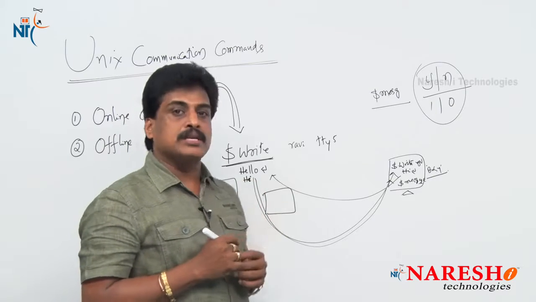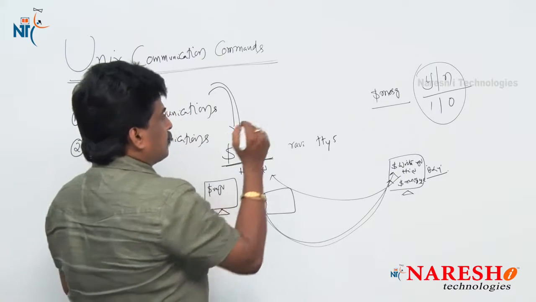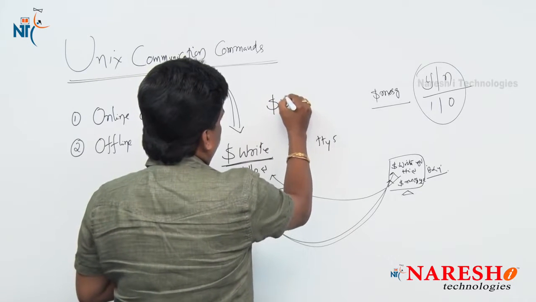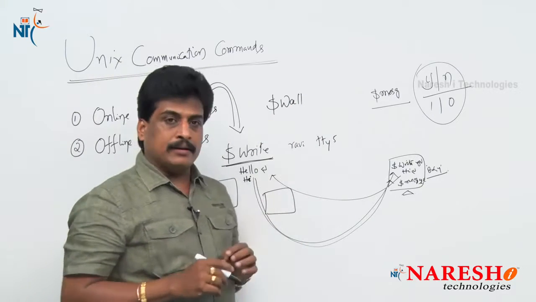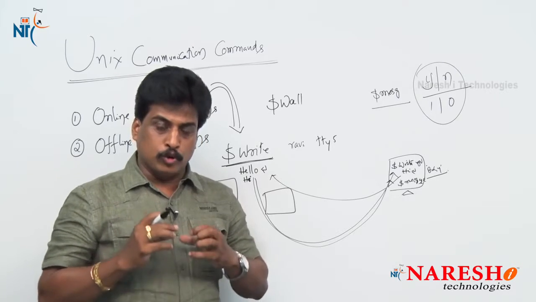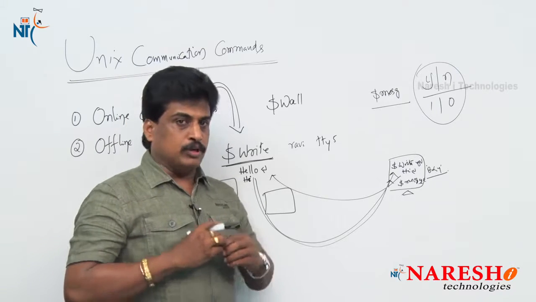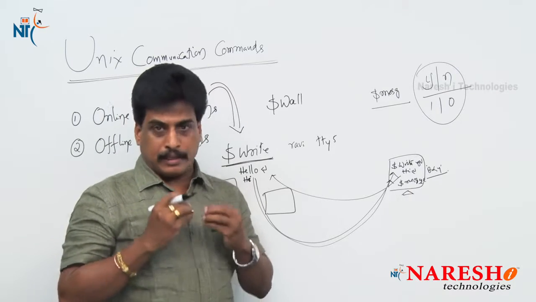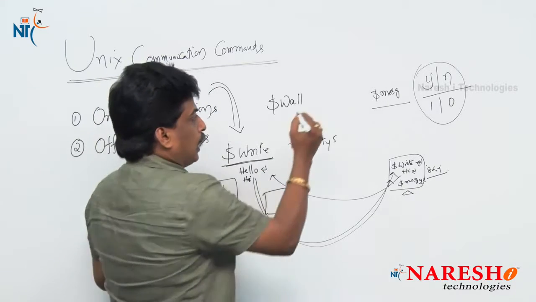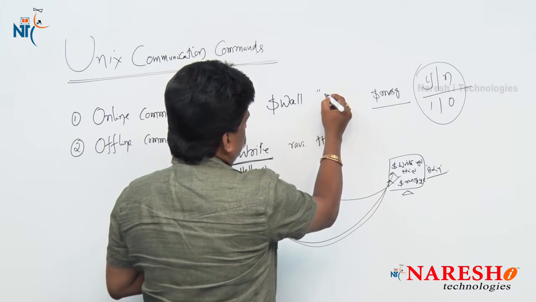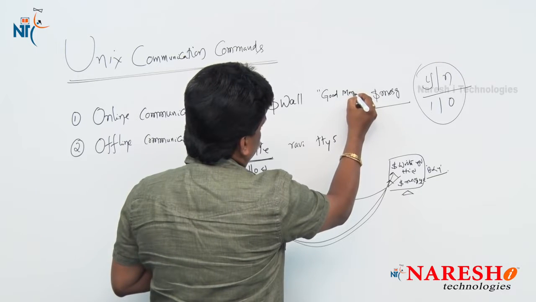These are the best examples of online communications. There is another command available, that is wall, W-A-L-L, the wall command. Using this command, we can send a message to multiple users at a time. Imagine, for example, I want to wish everyone who is currently logged in, I just want to say good morning to you all. Just wall, space, double quotation, and whatever message you want to deliver. Good morning to you all.